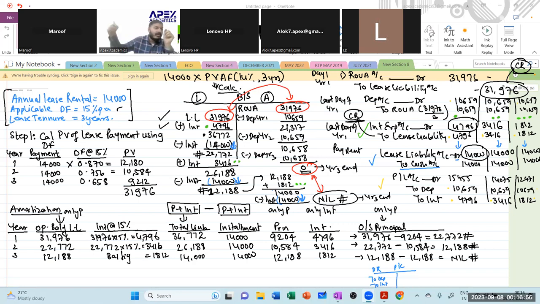The lessor treatment that you have learned in Accounting Standard 19 continues to be the same at your Inter CMA level, Inter ICWA. Clear?